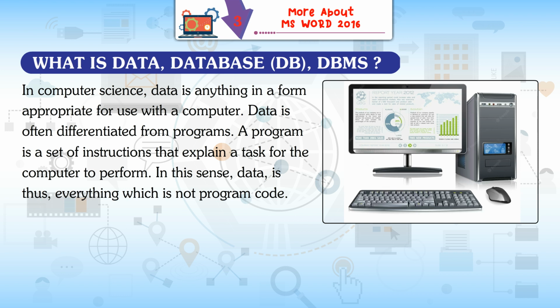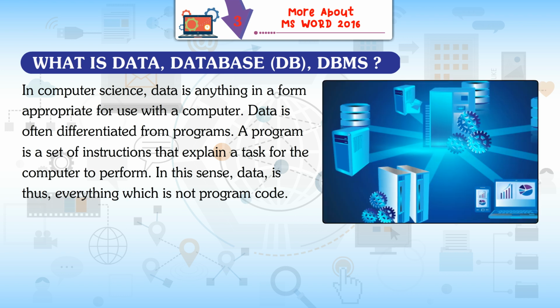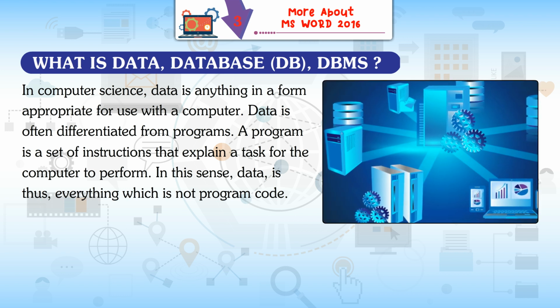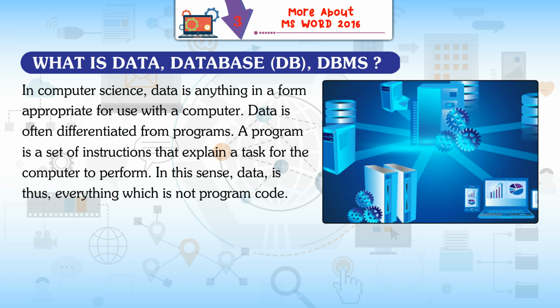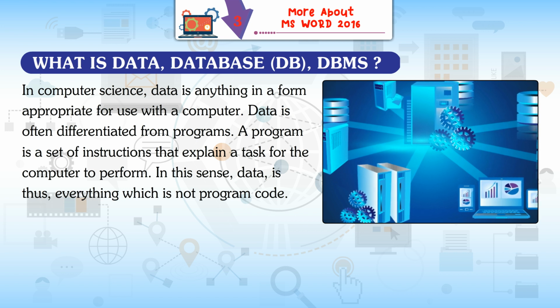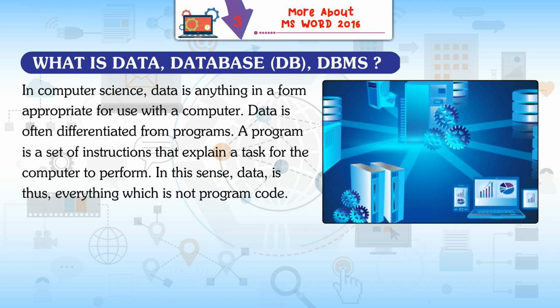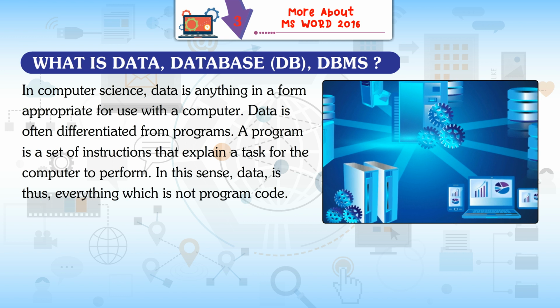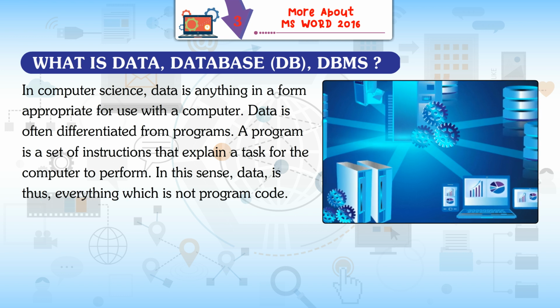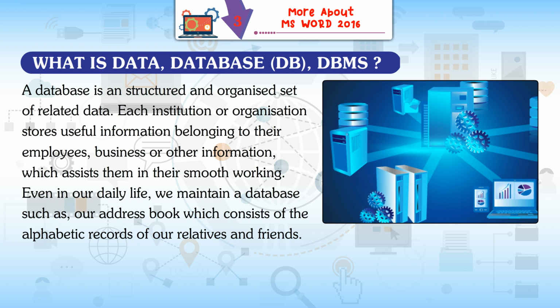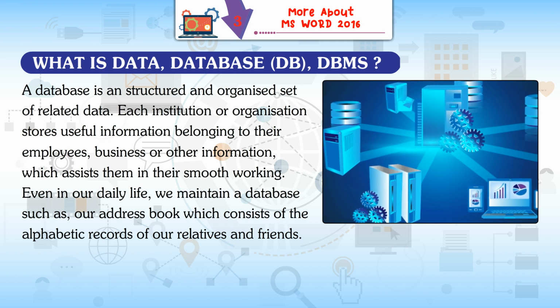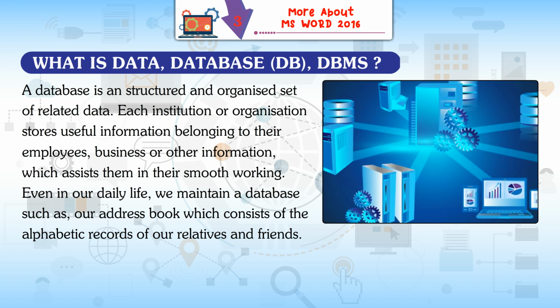What is data, database, DB, DBMS? In computer science, data is anything in a form appropriate for use with a computer. Data is often differentiated from programs. A program is a set of instructions that explain a task for the computer to perform. In this sense, data is thus everything which is not program code. A database is a structured and organized set of related data.